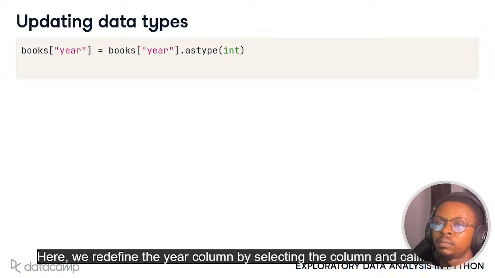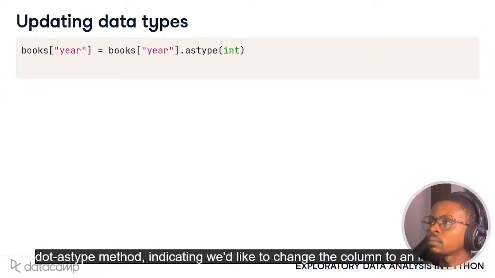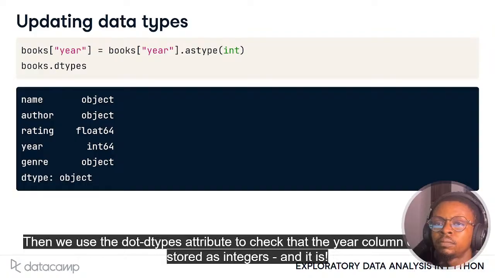Here, we redefine the year column by selecting the column and calling the .astype method, indicating we'd like to change the column to an integer. Then, we use the .dtypes attribute to check that the year column data is now stored as integers, and it is.